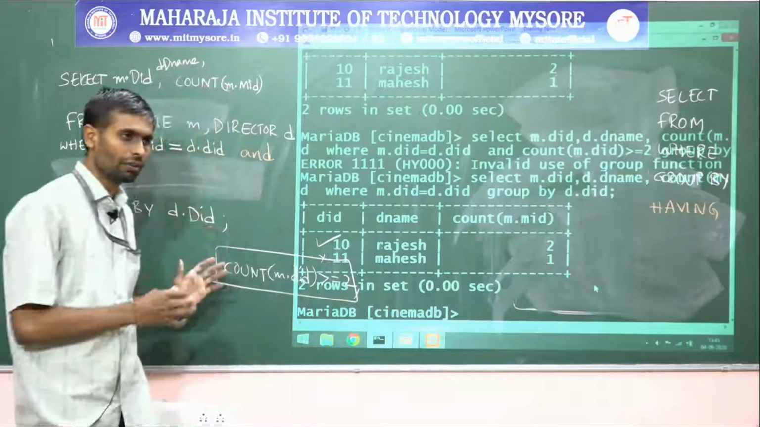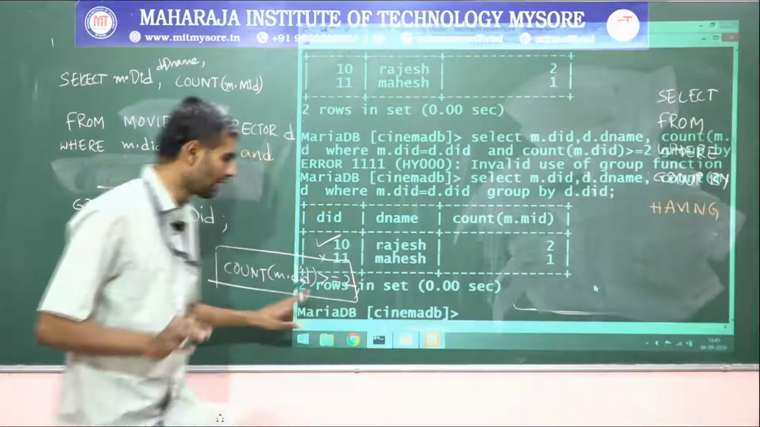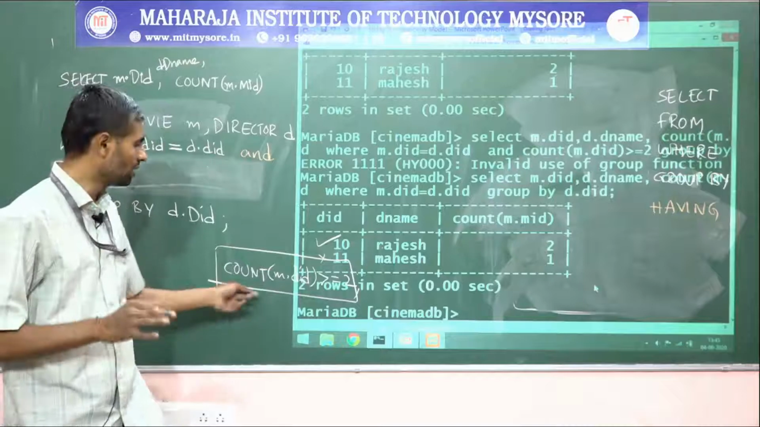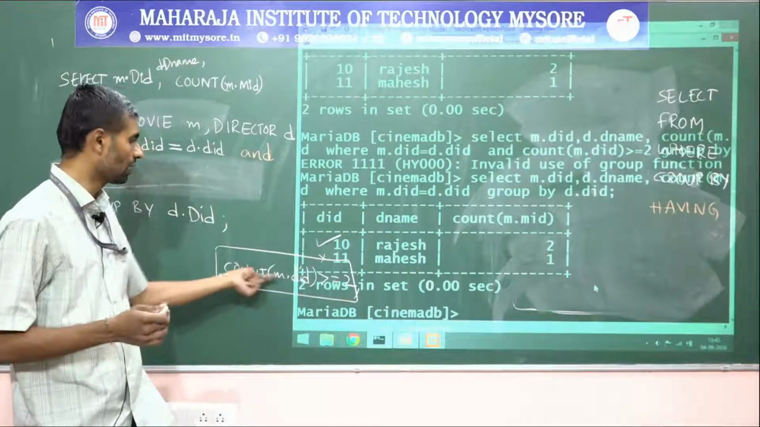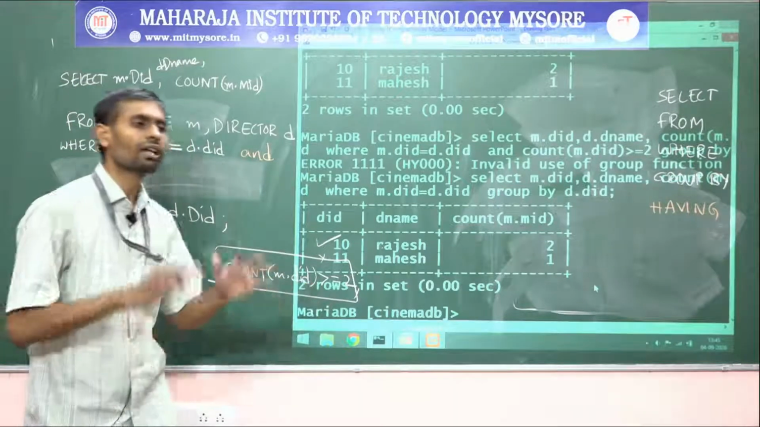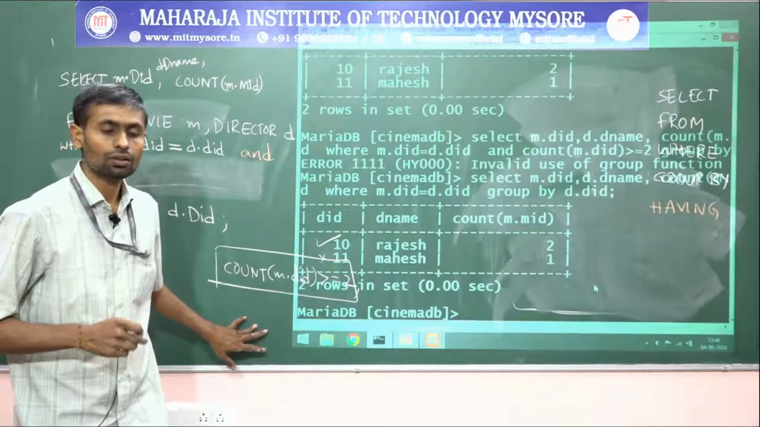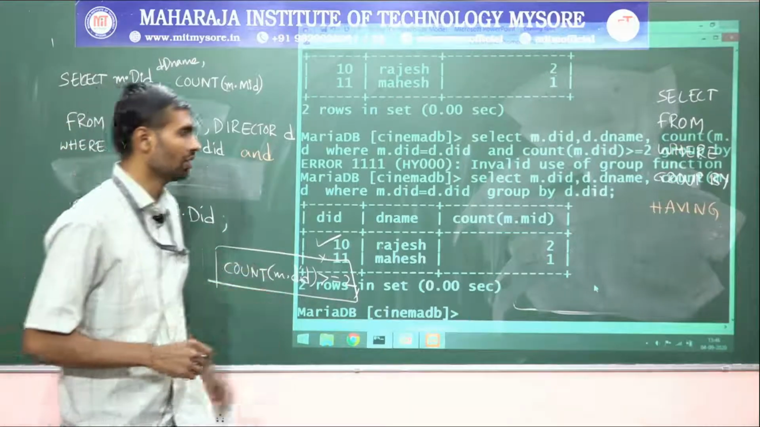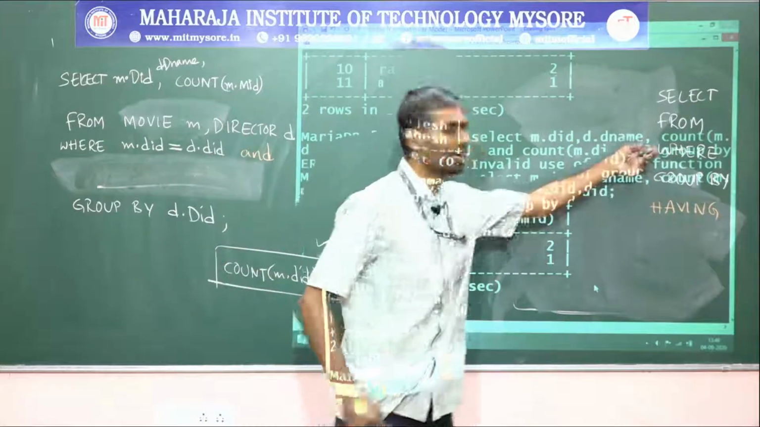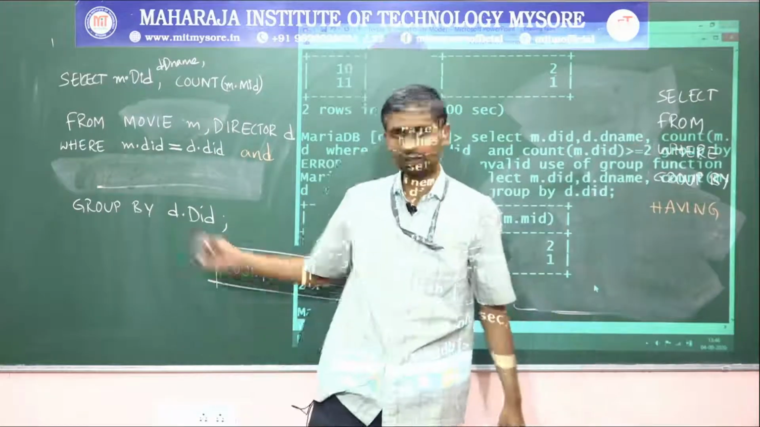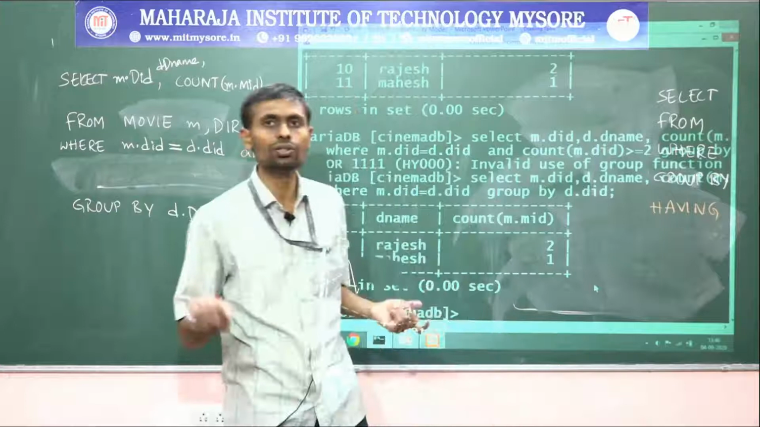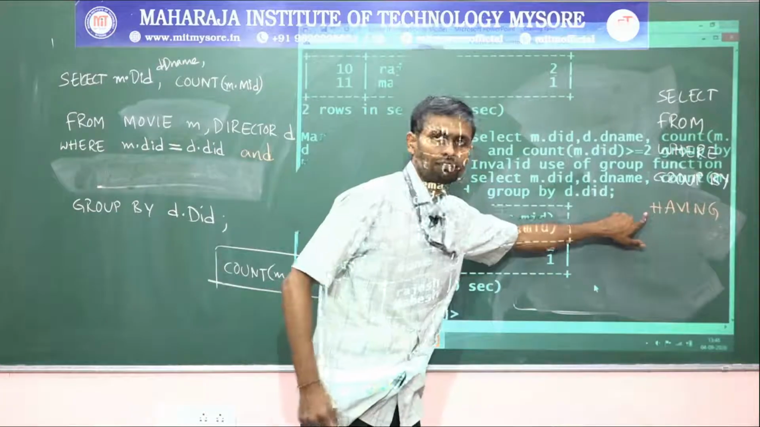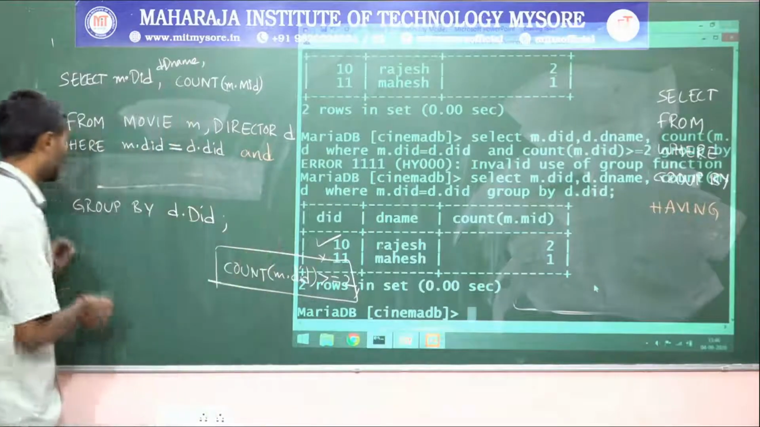This is a situation where, without checking a condition on this aggregate function, that means without writing count of m.mid greater than or equal to 2, we cannot get an answer for this query. To write this kind of condition we have one more clause, because WHERE fails to check conditions where an aggregate function is used. To overcome this, we have a clause called HAVING.